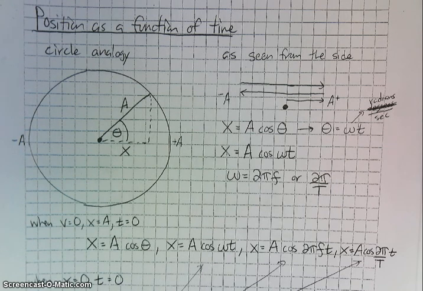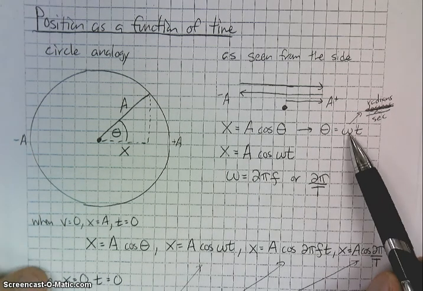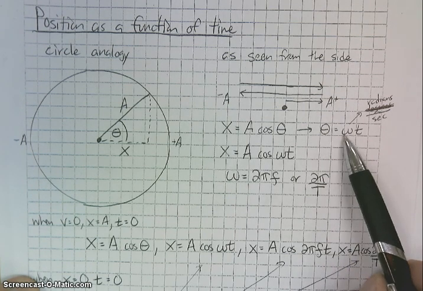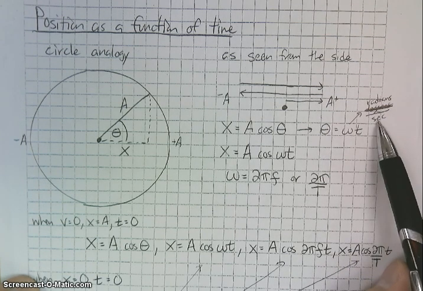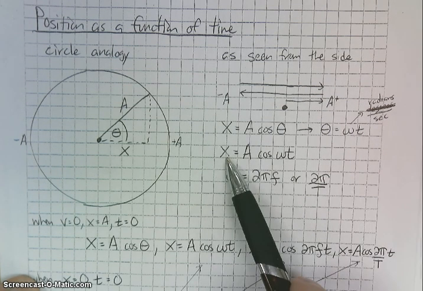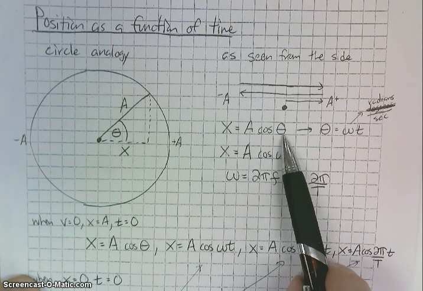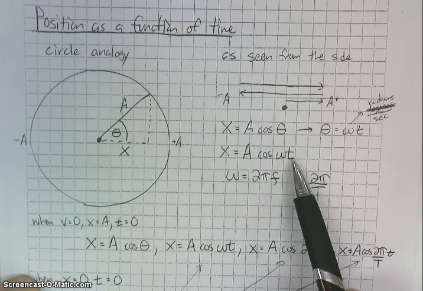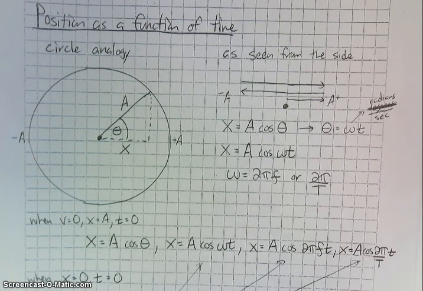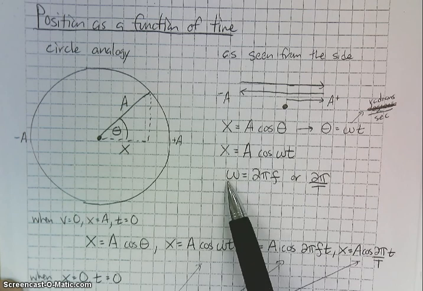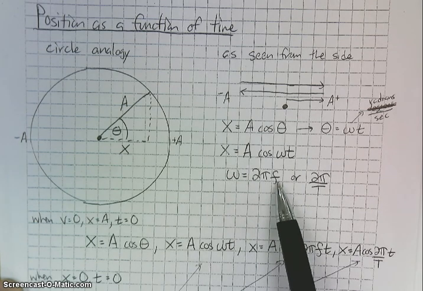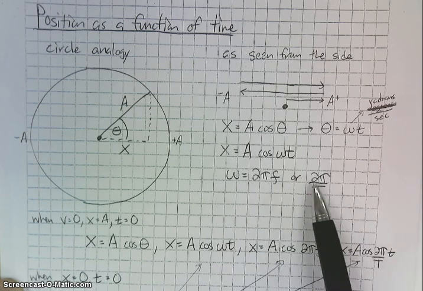If you take radians per second and multiply by a time, you're going to get some sort of angle out of it. So the angle can also be thought of as omega, in radians per second, times time. So we get x equals A cosine, and instead of theta now, we'll use omega times t. Something you might be a little more comfortable with is that omega can also be written as 2 pi times the frequency, or, because frequency and period are inverses of each other, 2 pi over T, over the period.